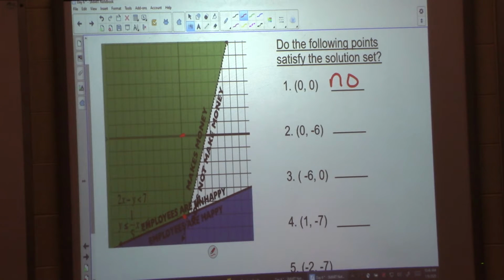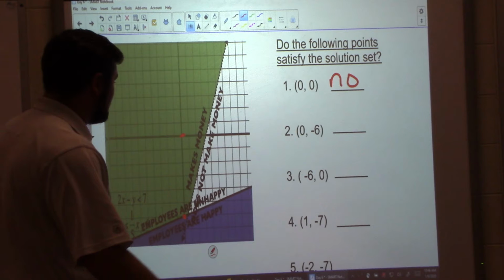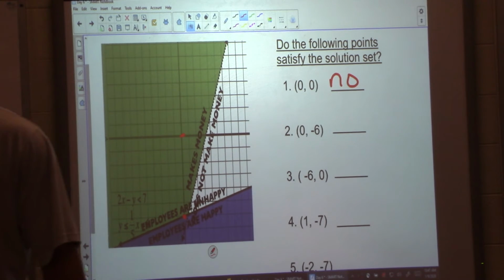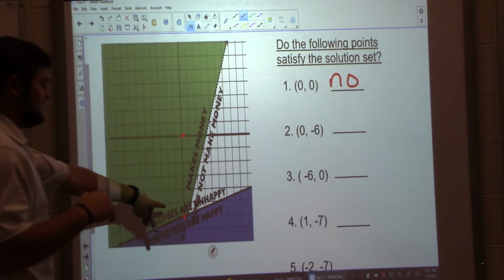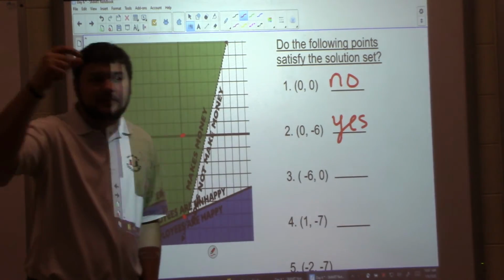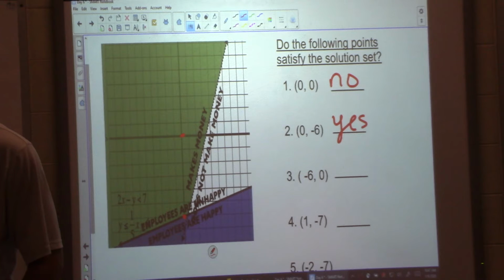Not equal to. It's or equal to, right? The solid lines are or equal to, which means if it's on a solid line, you can include it. If it's on a dashed line, you cannot include it. So this is a yes. That's why I wanted you to argue with me. I wanted you to tell me I was wrong, right? It's on a solid line, which means it's included. So yes, it is a solution.